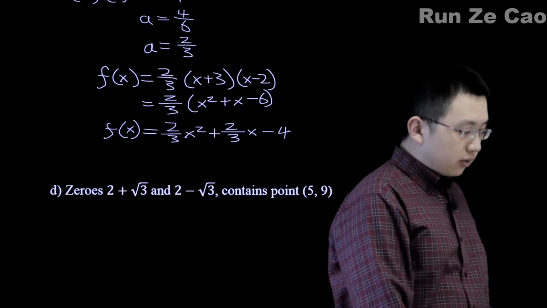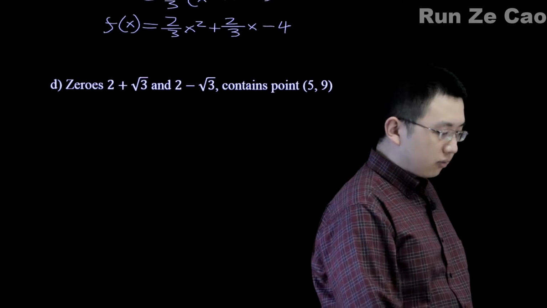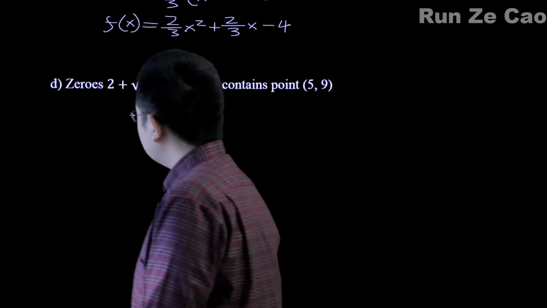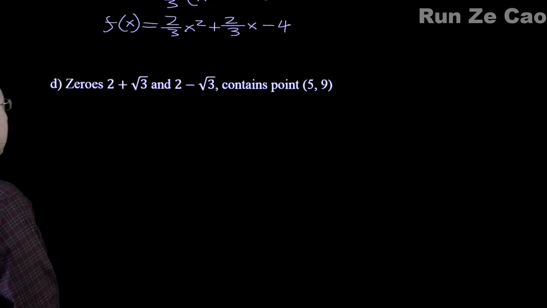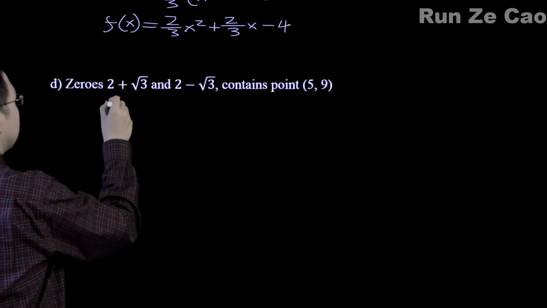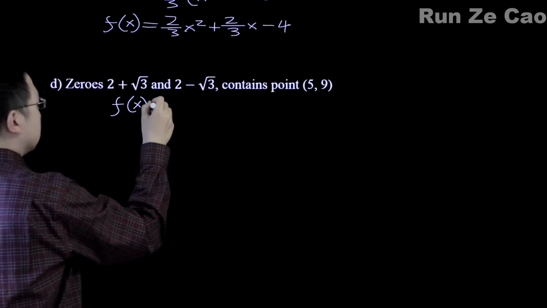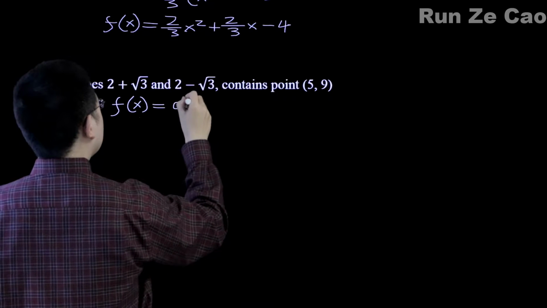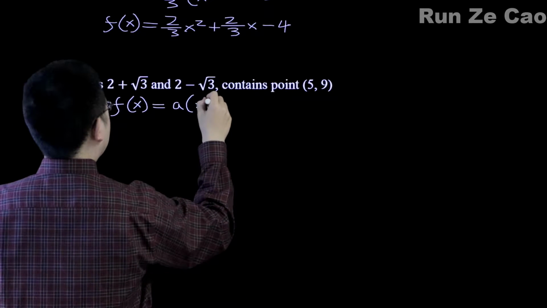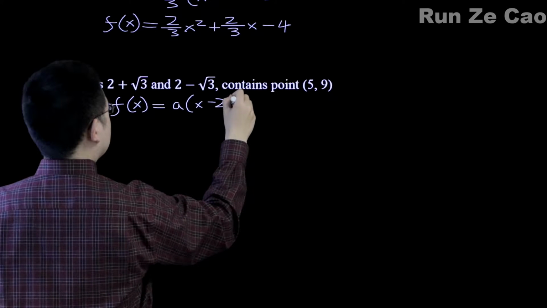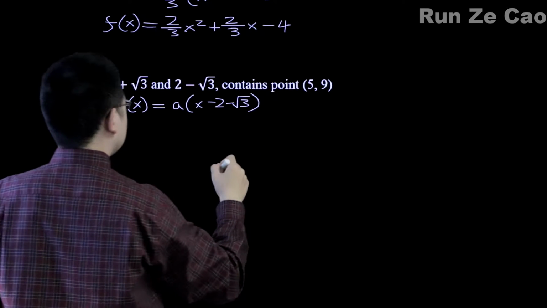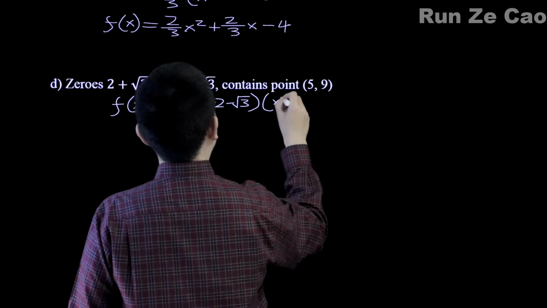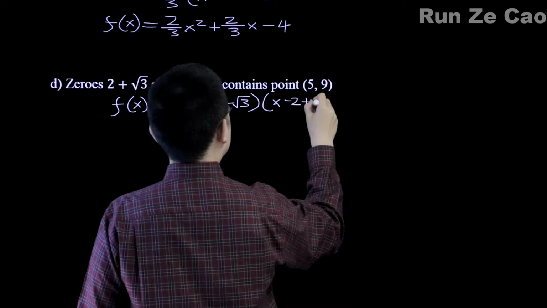Now, the zeros 2 plus root 3 and 2 minus root 3, containing the point 0.59. So this is a little bit more complicated. Here we have f of x is equal to a (x - 2 - root 3) times (x - 2 + root 3).